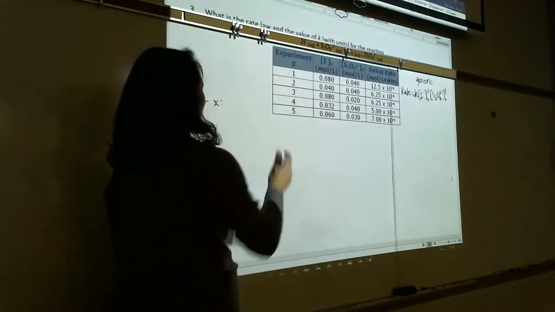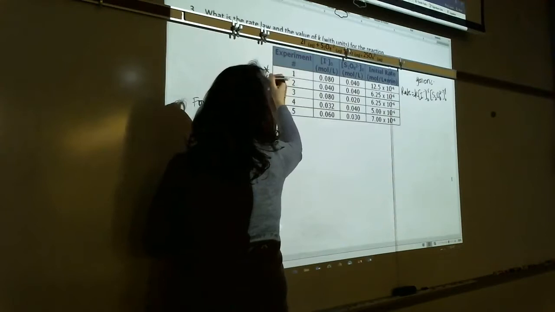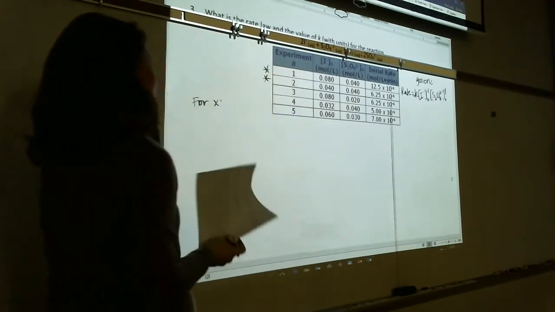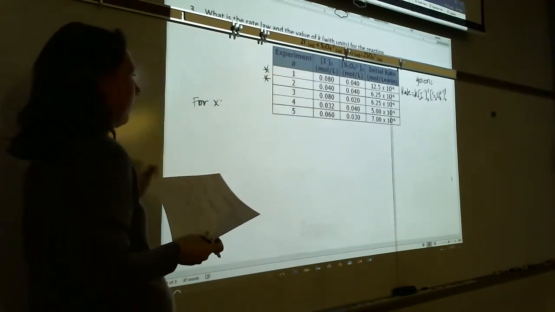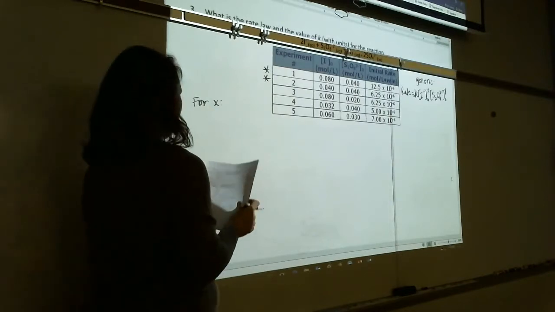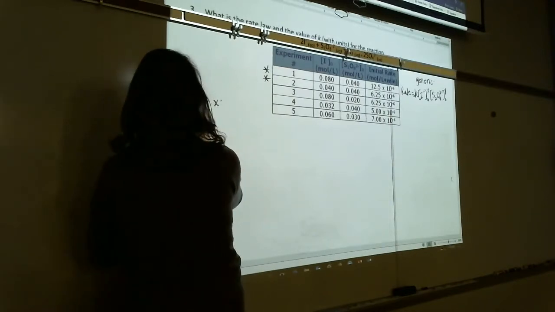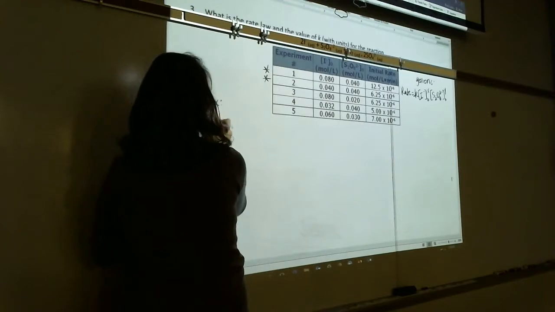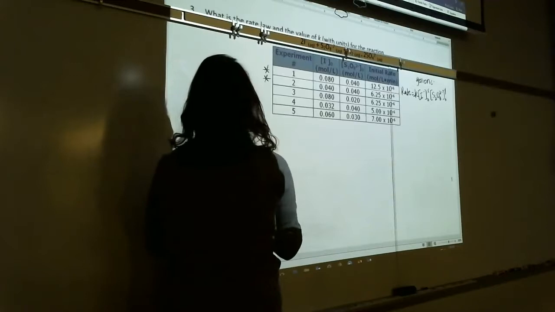I picked 2 and 1. If you picked a different pair, that's fine. You'll get the same answer either way. So I did 2 over 1, experiment 2 over experiment 1.